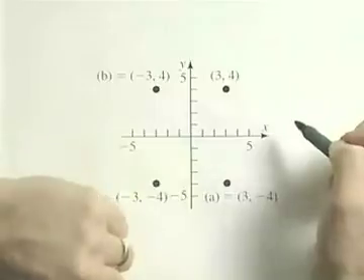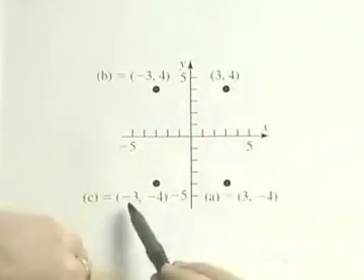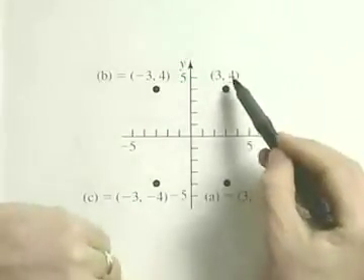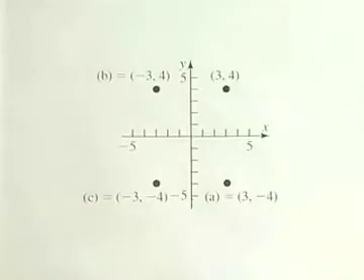Finally, for symmetry with respect to the origin, if (x, y) is on the graph, so is (-x, -y). So if (3, 4) is on the graph, so is (-3, -4).